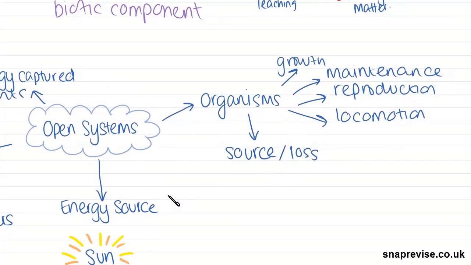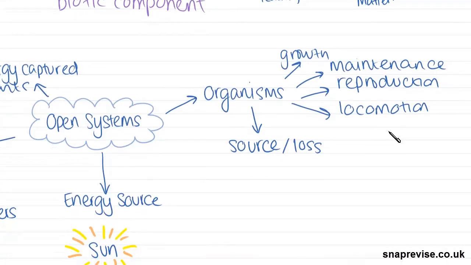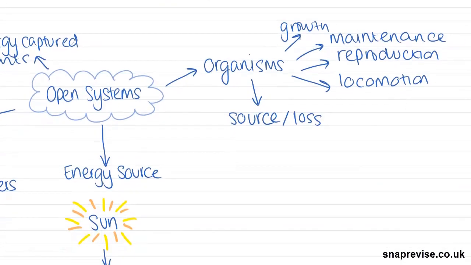So to give you an idea of the flows within an open system, such as the organisms, energy flows into organisms, which enables them to do things like grow, maintain themselves, reproduce, and move, which is another word for locomotion. So locomotion means move. And so organisms, therefore, are both a source and a loss of energy. Organisms will be a source of energy when they die and they decompose.